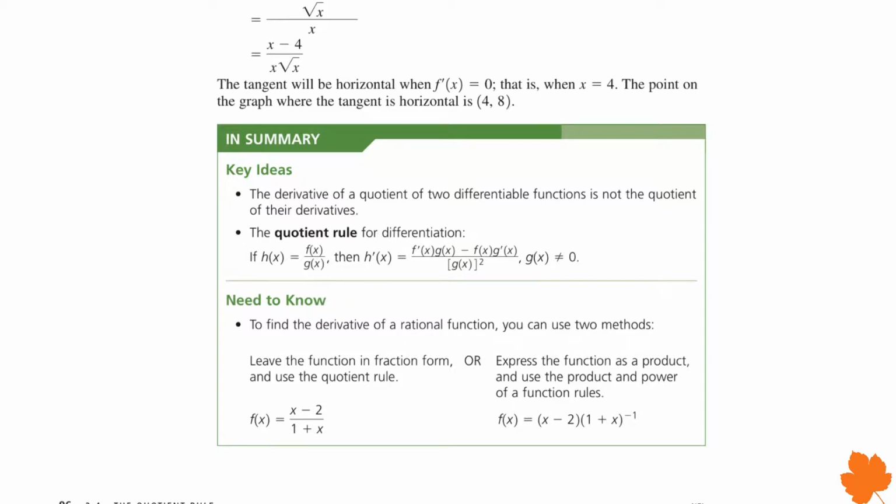Let's recap the quotient rule. The derivative of h of x equals f of x divided by g of x is f prime of x g of x minus g prime of x f of x, divided by g of x to the power of 2. The derivative of a quotient of two differentiable functions is not the quotient of the derivatives.